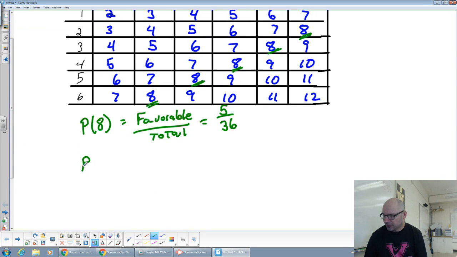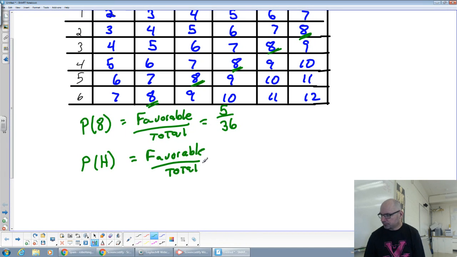Probability of drawing a heart. Okay, so a standard deck of cards has a total of 52 cards. So that's your bottom. So favorable over total. How many hearts are in a deck of cards? Well, there's 13 over 52. So there's your two probabilities that you need. There's the probability of getting your 8. There's the probability of getting your heart.